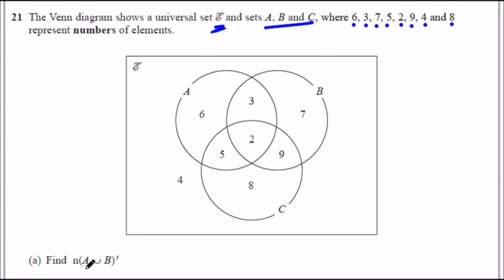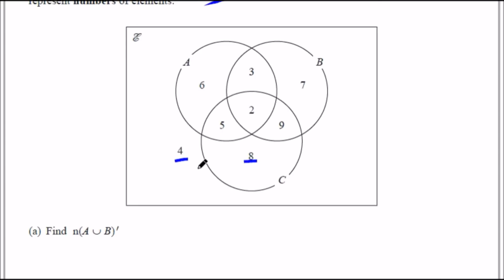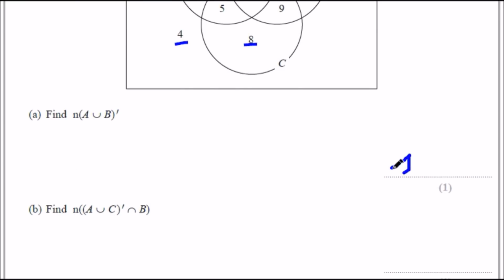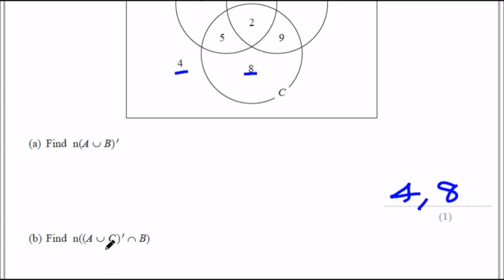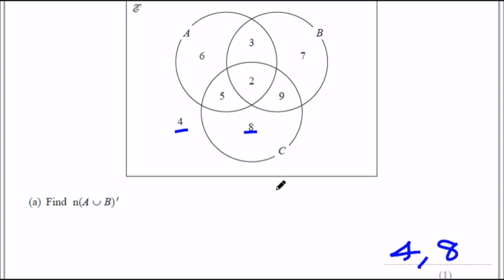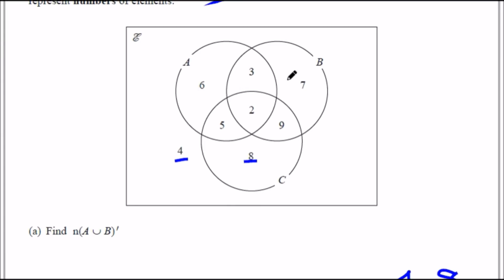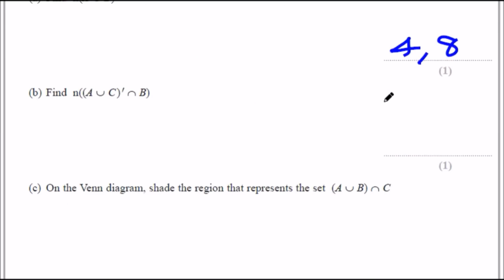Find the number of elements that are not inside the union of A and B. So not inside all of A and all of B. So the numbers that are not inside any of these are 4 and 8. So I'll just write it over here. 4 and 8. Find the number of elements that are not in A and C that intersect with B. So not in A and C are pretty much the 7 here and the 4. And that intersect with B, well, only 7 intersects with B. And so the answer is 7.